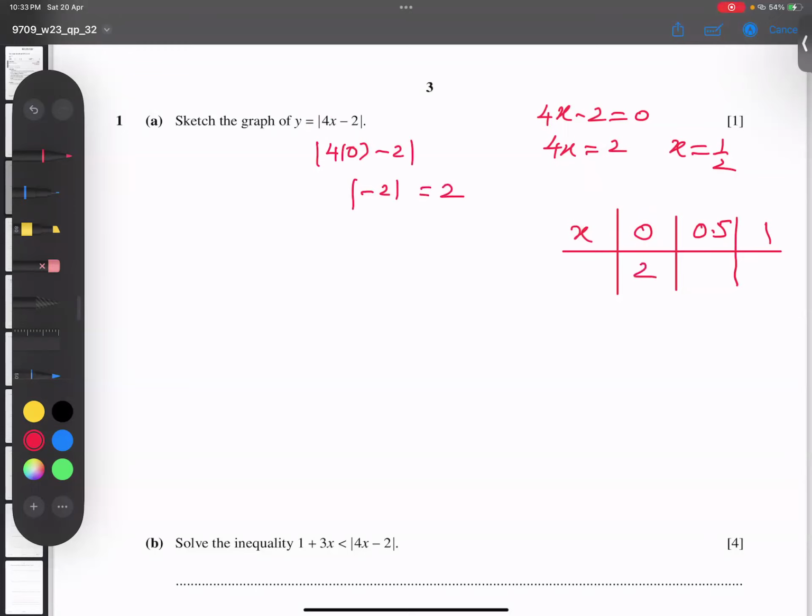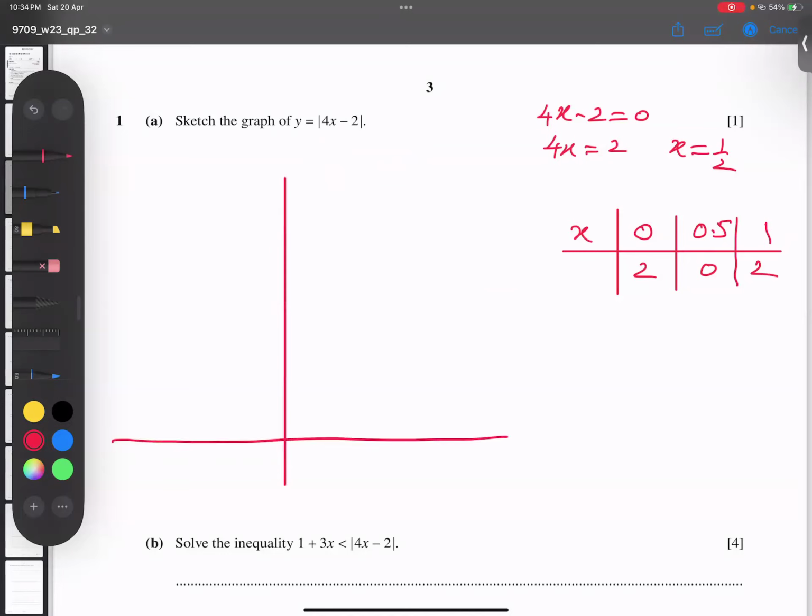I got a 2. And when I plug in a half, it becomes 2 minus 2, and modulus gives you 0. When I plug in 1, it is 4 minus 2, which is 2, and modulus is again 2. So I think that is clear. Now I plug in all 3 values, and I'm going to sketch now.